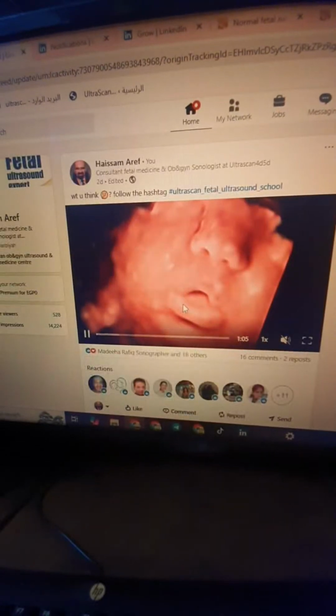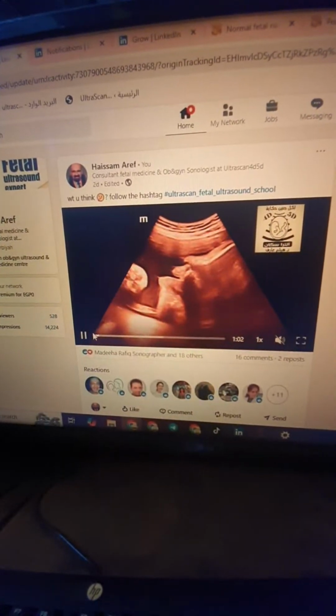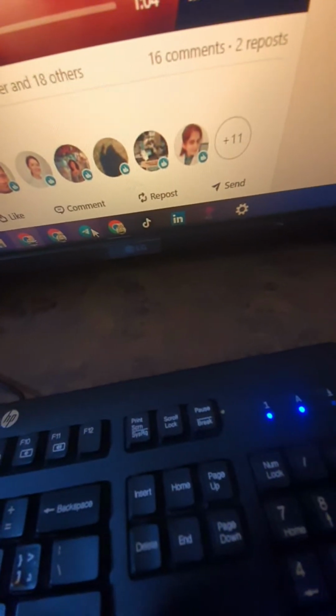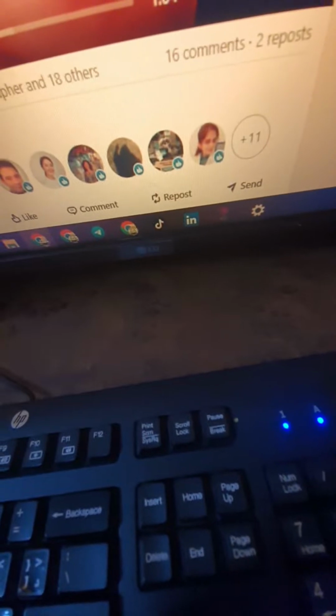So let's see the star of the week in our cases. Let's go and see. We will see here an important case, which is our ultrasound post, about Beckwith-Wiedemann syndrome.